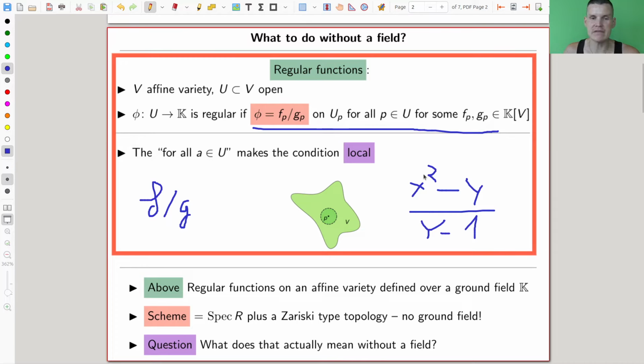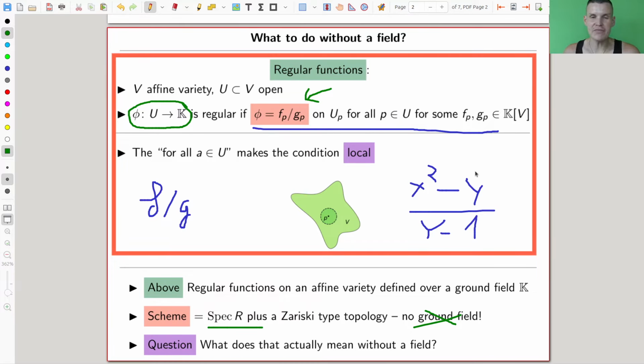Okay, fine. So there are two problems with this definition because our little scheme is just completely ground field free. It's just Spec R plus the Zariski topology. And you can clearly see here the regular function is a map to the ground field, and then it's a quotient in the ground field. And both kind of things don't really make sense, right? So we don't have a ground field. No ground field in the scheme world. So what does it even mean if you don't have any ground field? And turns out that's why it was annoying.